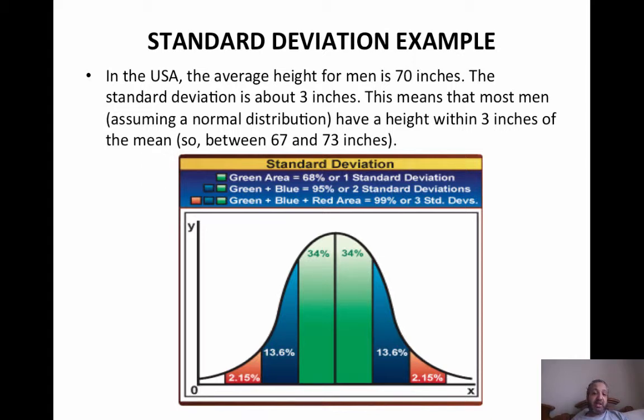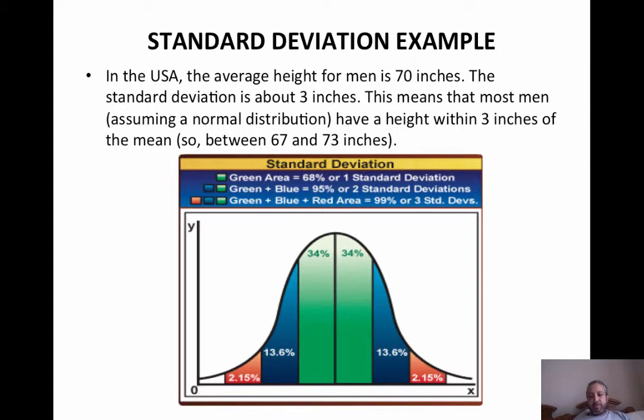It wouldn't be a bad idea for you right now to pause this, go grab a pen and a paper, okay? What you should do is draw this out exactly like it looks right here: 34%, 34%, 13.6%, 13%, with all the lines. Draw the little curve, draw the lines, right? Each one of those lines represents a standard deviation.